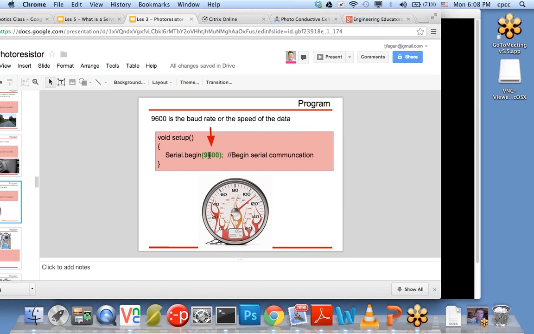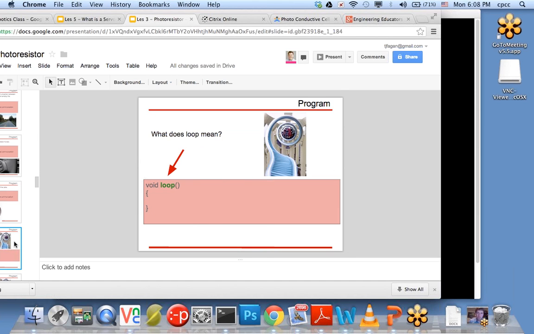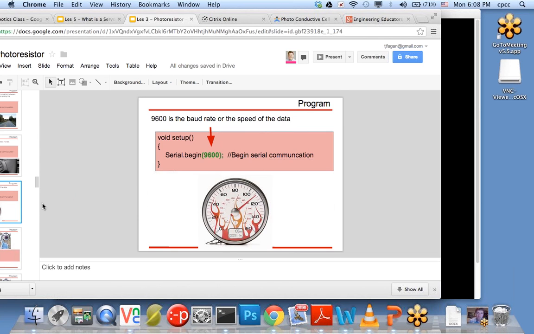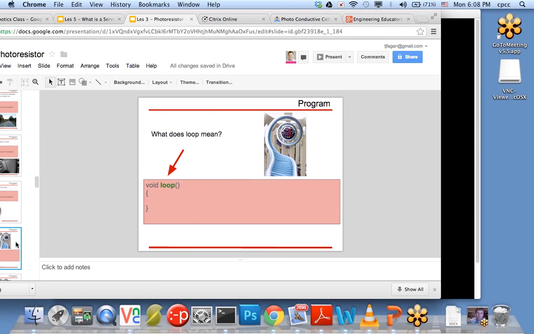Then what it is, the begin, we go down to 9600. This is your speed of the data. This is called your baud rate. 9600, there's also other ones, but right now, this is the one we'll be using. This is a general speed at which the Raspberry Pi can communicate fairly well with the Arduino. So that's basically it for that one.